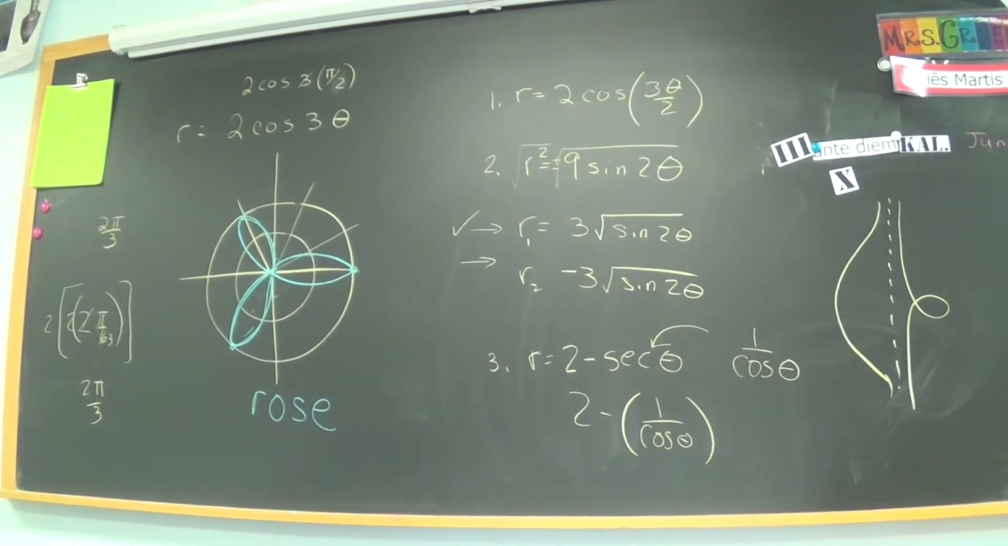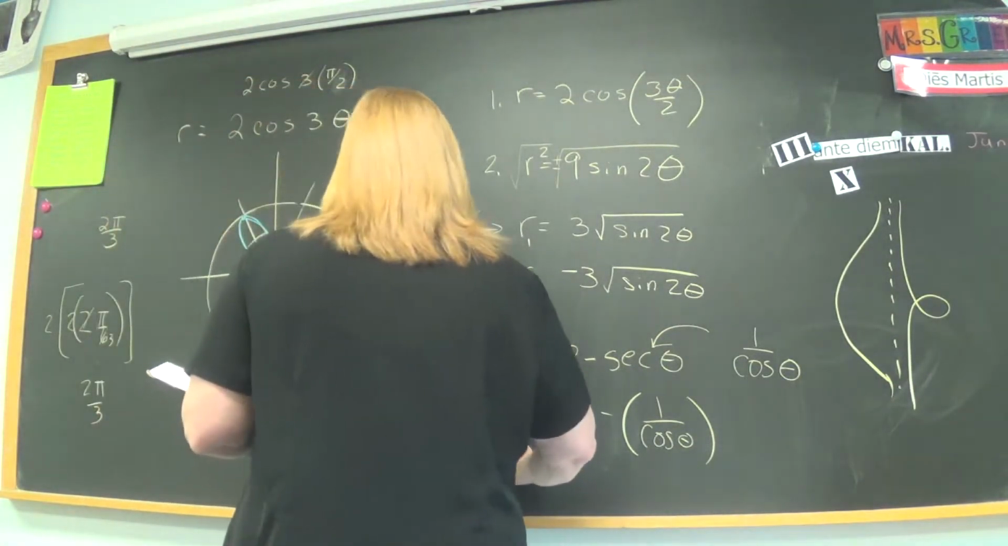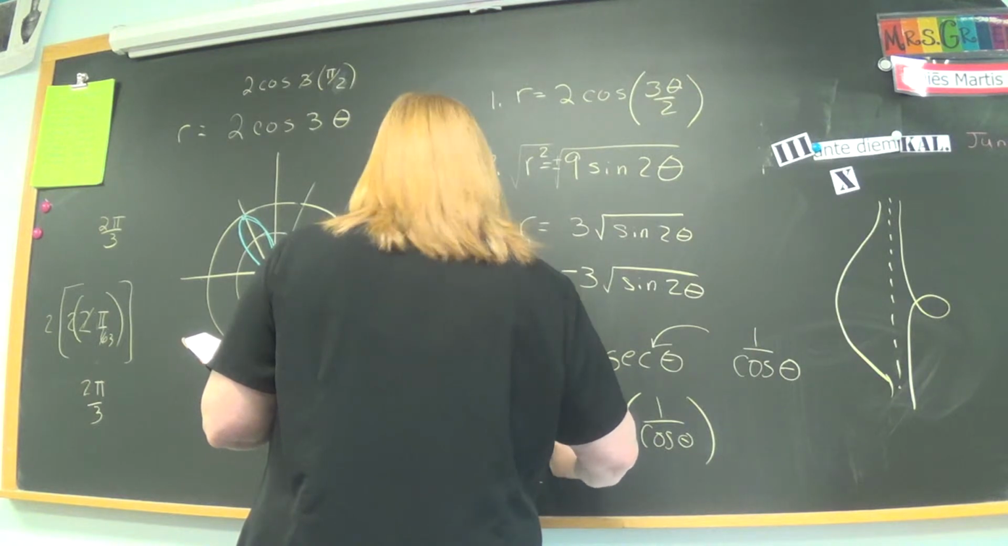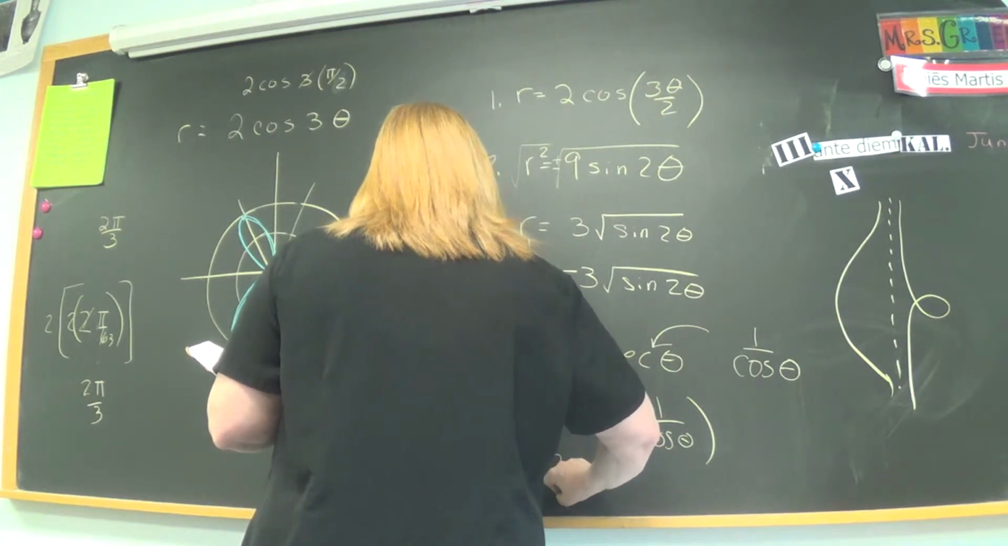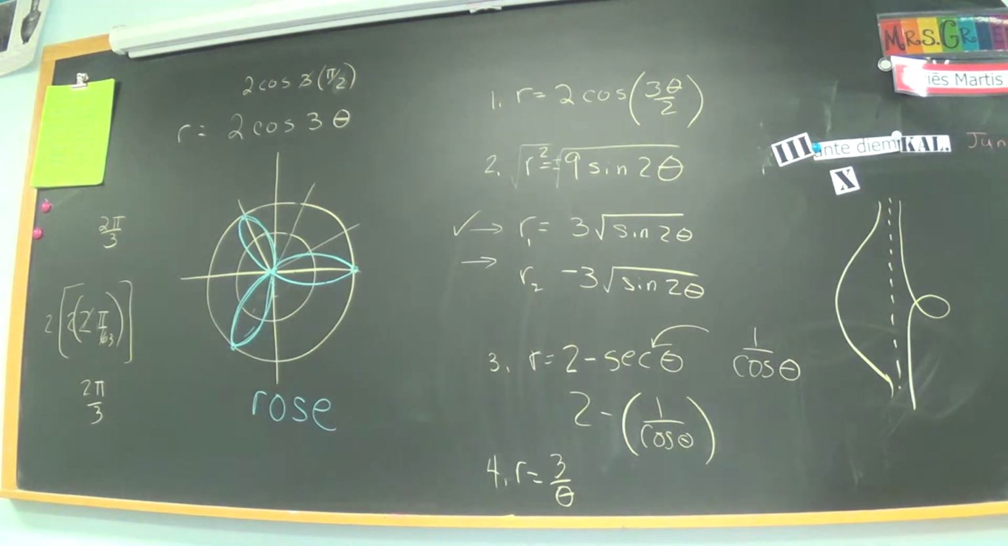Alright. Let's try this one. Oh, this is an easy one to put in, but it's an amazing result. R equals 3 over theta. That's all we have to put in. It looks like a wave. Yeah. I'm gonna do it.